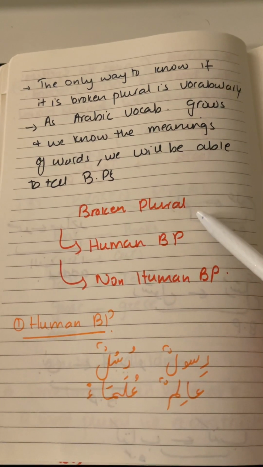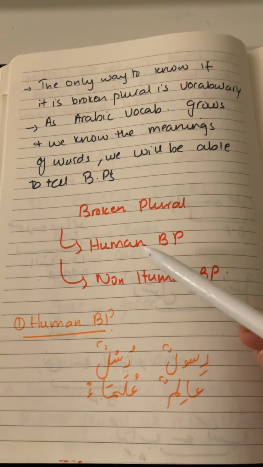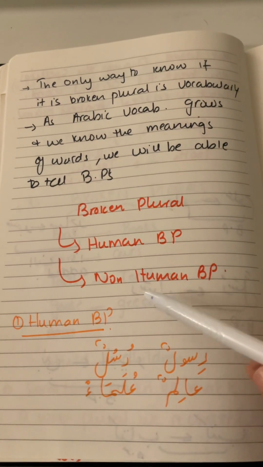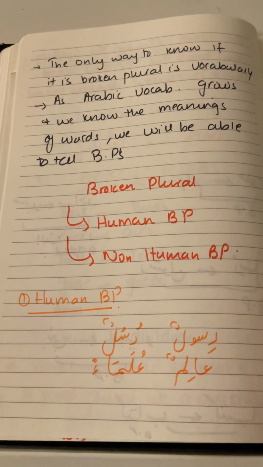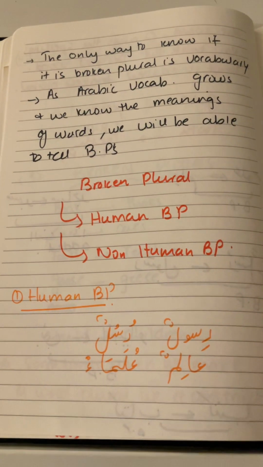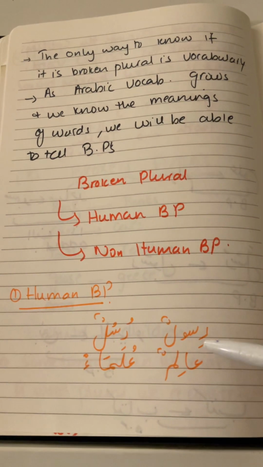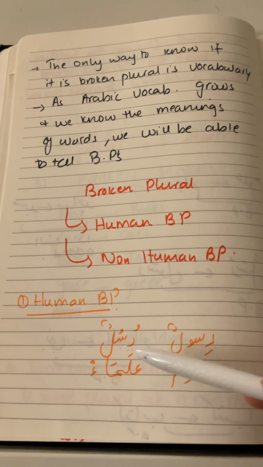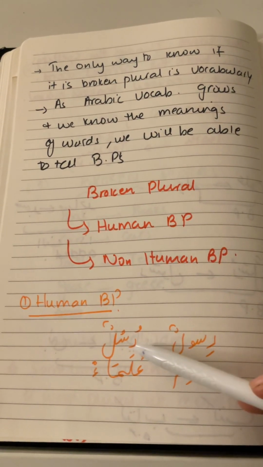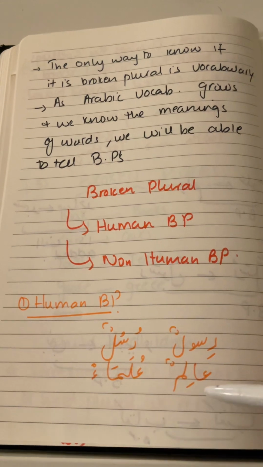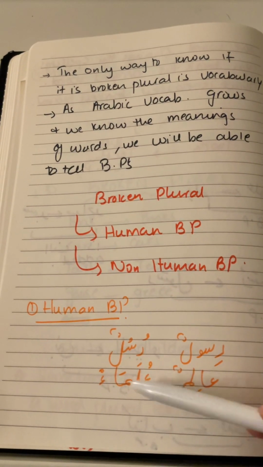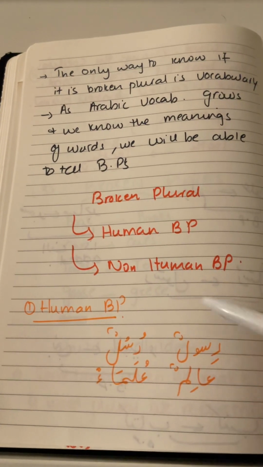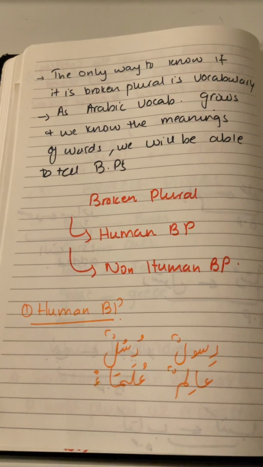So now the broken plurals are divided into two types. One of them is a human broken plural, and the other is a non-human broken plural. And by the name, we know what the human and non-human broken plurals would be. In the human, like we have rasulun, and it's converted into rusulun by removing the vav, so it's a human broken plural. And alim basically is like a teacher, and then ulama is the broken plural for that. So these are the examples of human broken plurals.